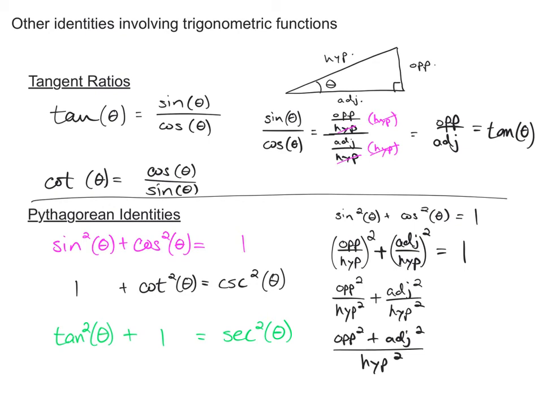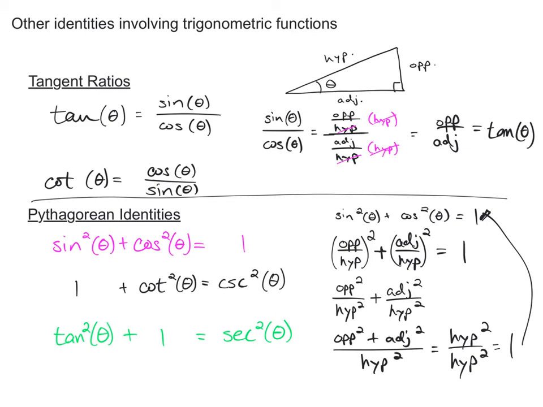And this is where knowing your Pythagorean theorem comes into play. If you square the opposite side and you add it to the square of the adjacent side, that will give you the hypotenuse squared, right? A squared plus b squared equals c squared. So this entire thing here equals hypotenuse squared over hypotenuse squared, which is just 1. So again, this is a very simple little proof to explain why this works.